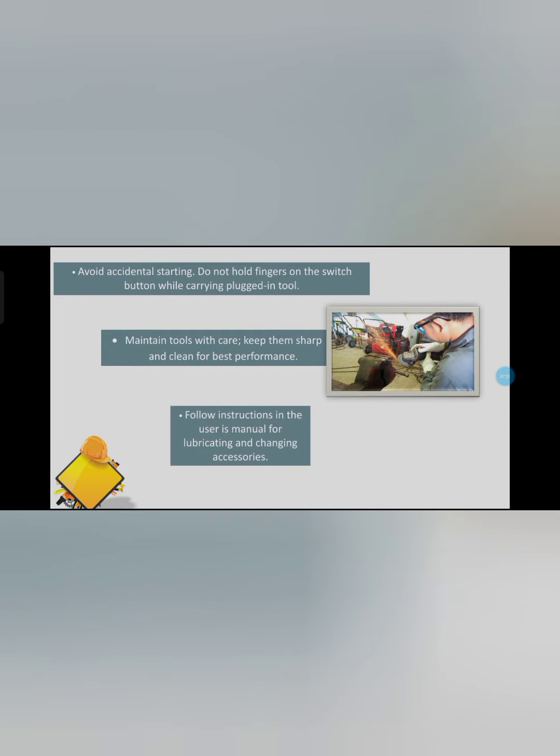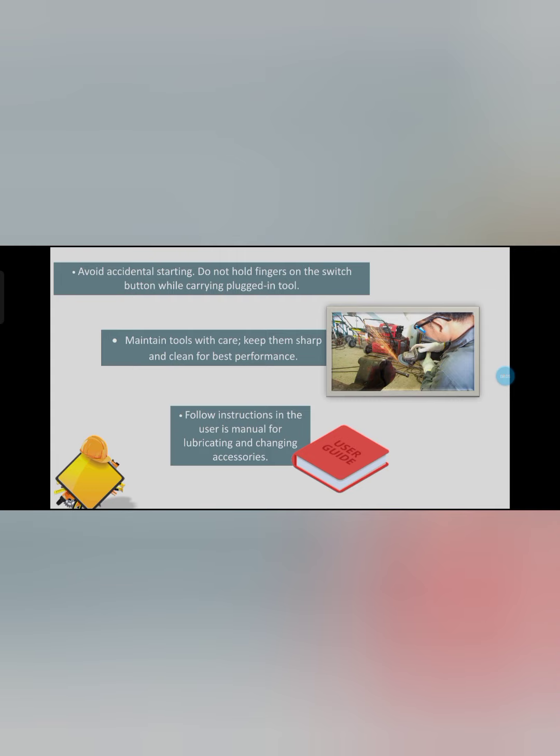And follow instructions in the user's manual for lubricating and changing accessories. Kung may mga doubt kayo, kung gusto nyo na kasiguraduhan, please follow the RTFM, no? Kung ano yung RTFM, secret. Okay. So, guys, go to a manual guide for lubricating and changing accessories. Nandyan lahat ng mga katanungan nyo, nasa manual yan.